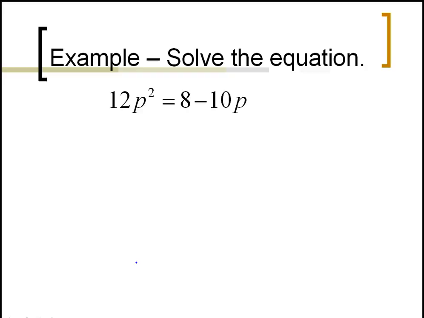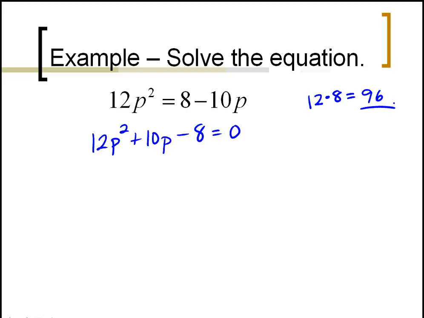Now another one, we have 12p squared is equal to 8 minus 10p. So we would have to say 12p squared plus 10p minus 8 is equal to 0. This one's a little bit more involved because we have to look at the factors of the 12 and the 8. Remember the AC method says 12 times 8 is equal to 96, and we need to find the factors of 96 whose difference is 10. Okay?